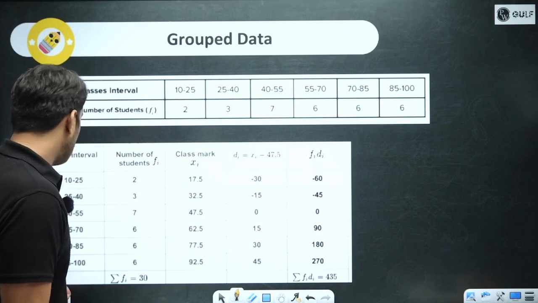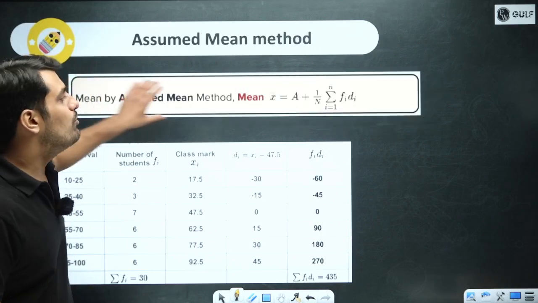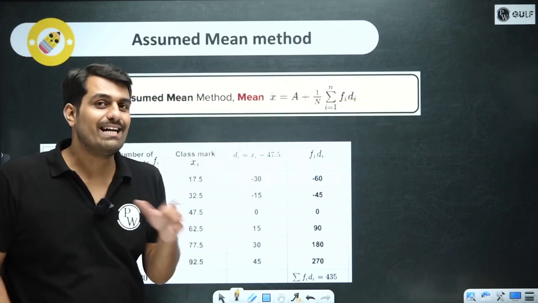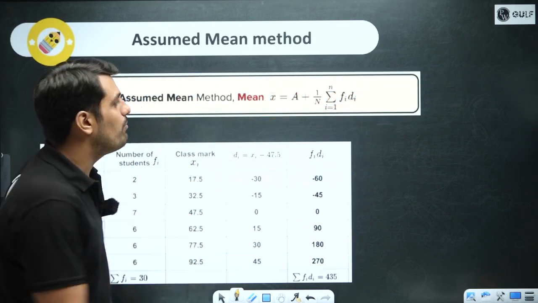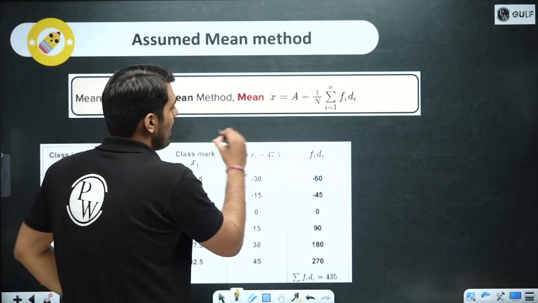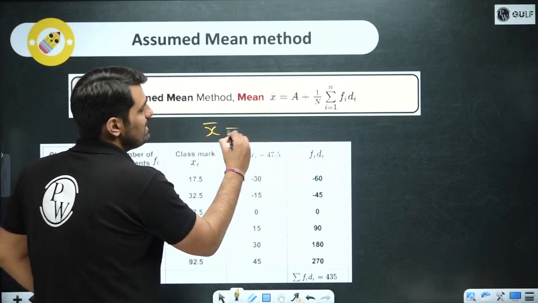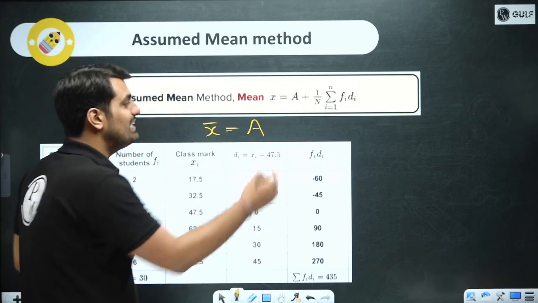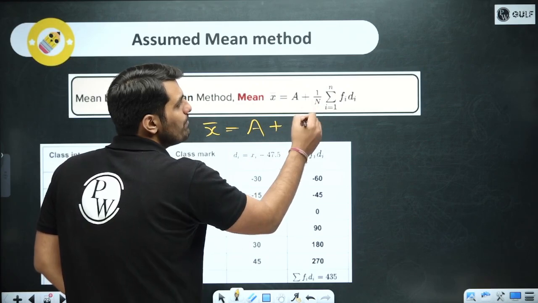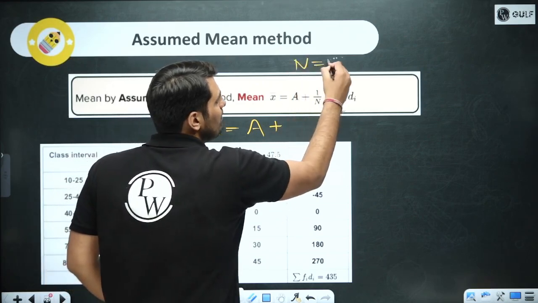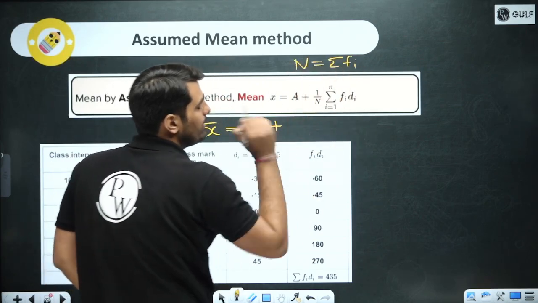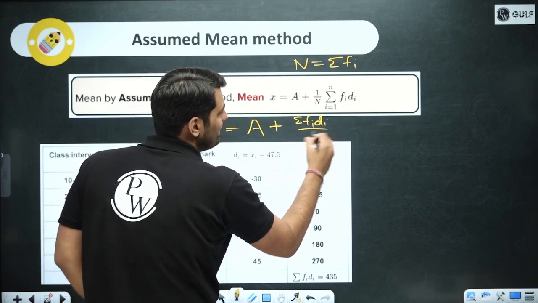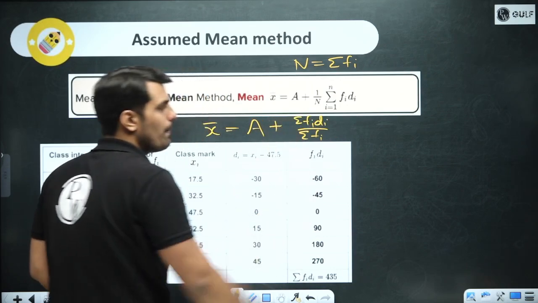The method which we know of, assumed mean, is this. The formula directly works. For the previous case, I explained the formula. In this case, the formula says x bar, which is our mean, is equal to the assumed mean. We have assumed a mean. Now we are going to do the correction of it. So correction in what form? Plus 1 upon n. N, I told you, is sigma fi. So n is in the denominator. So basically sigma fi di divided by sigma fi. This is what we are going to do.